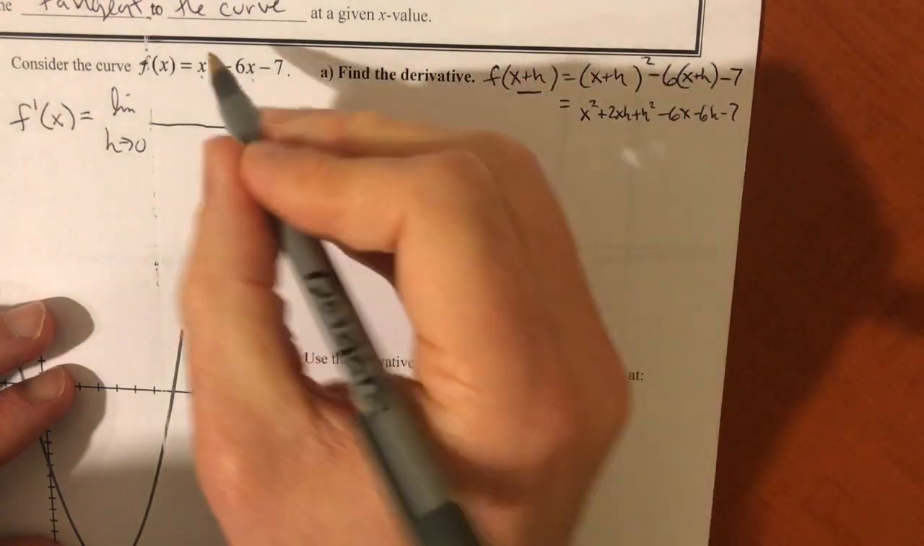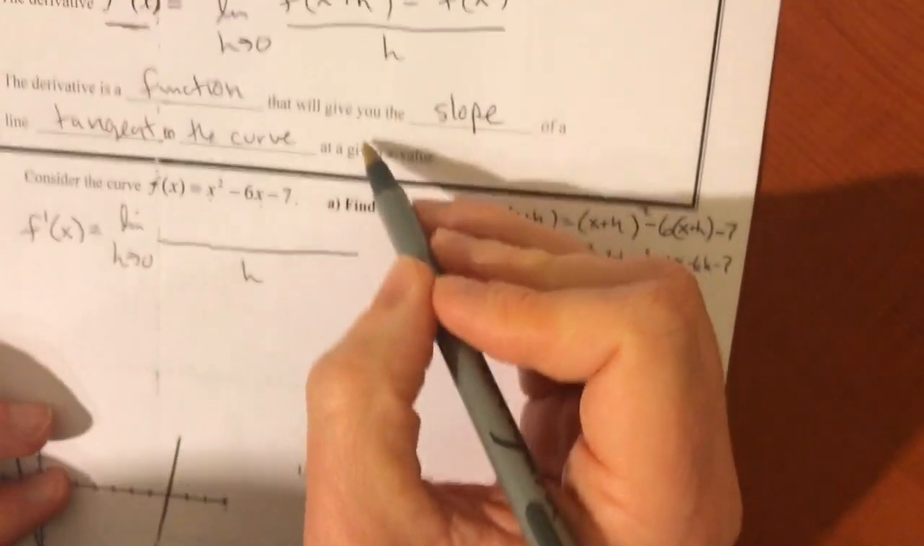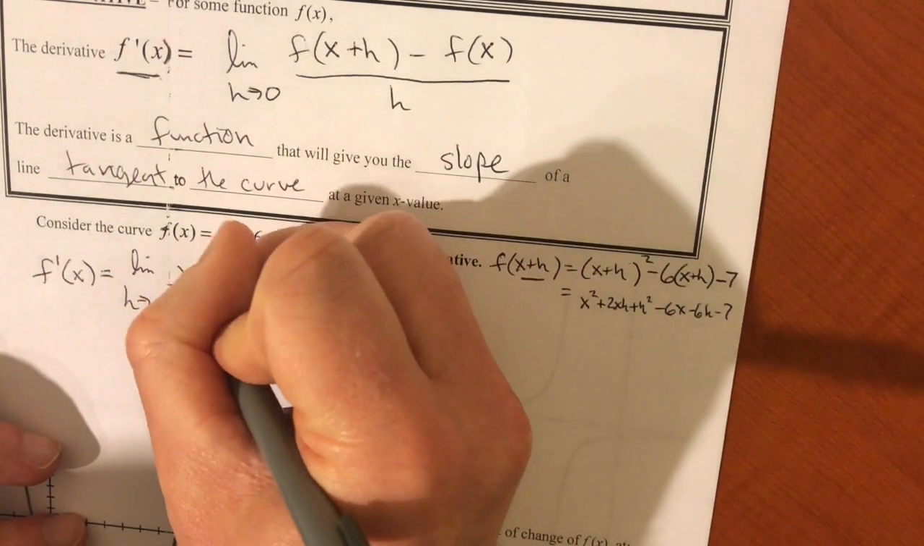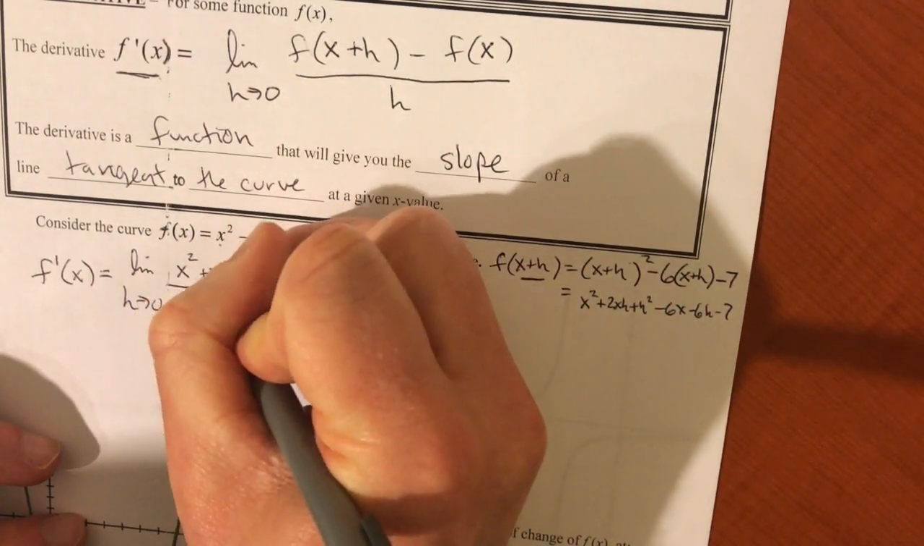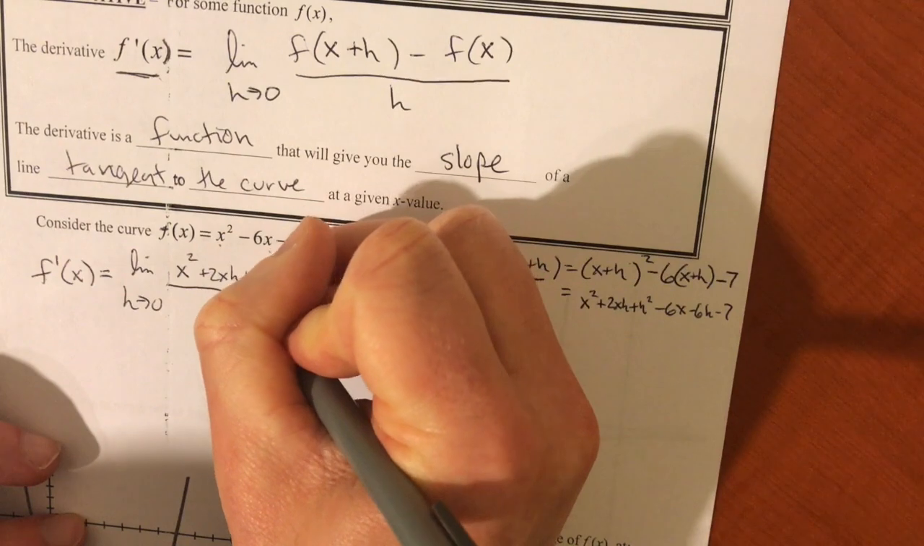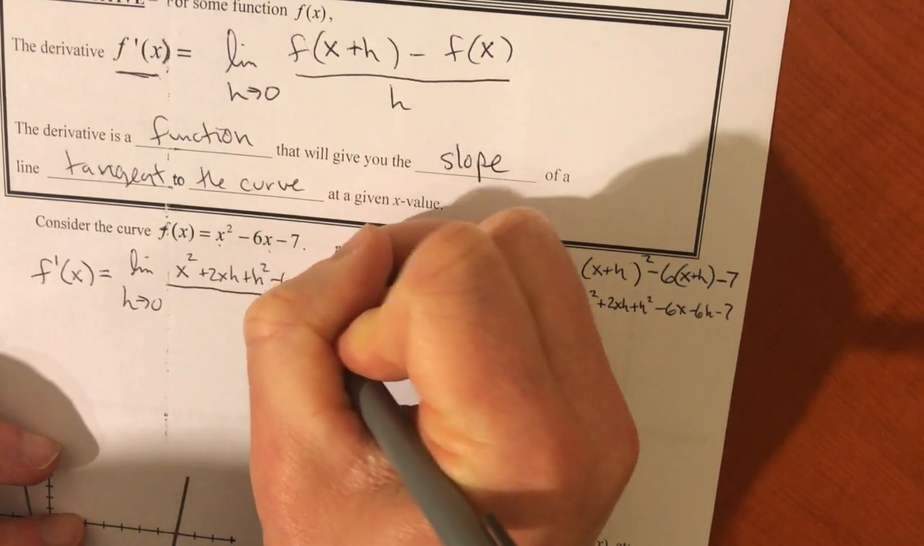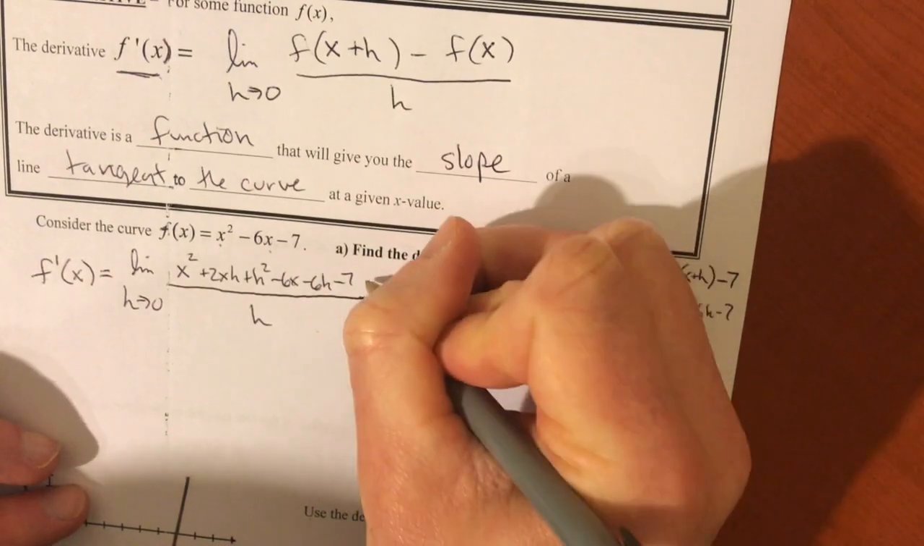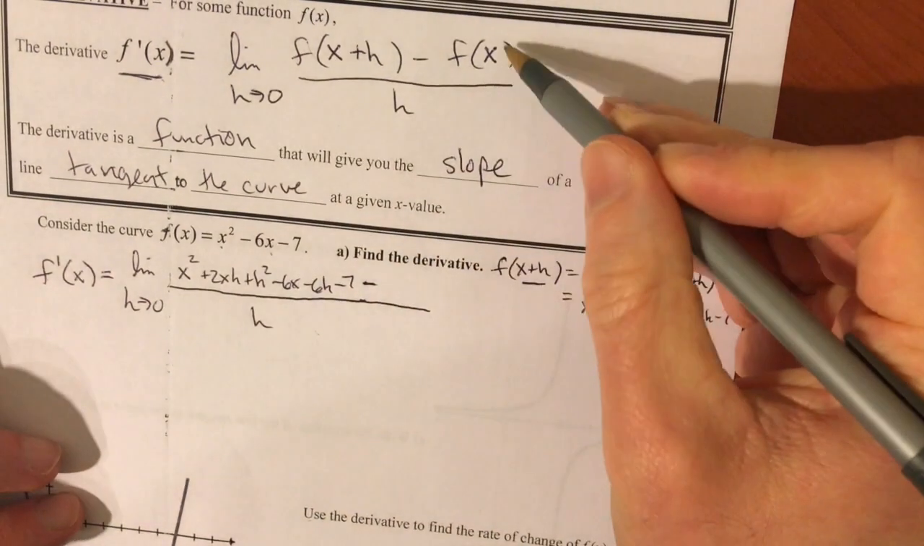So all of that is the f of x plus h part of the limit definition of this. So f of x plus h, we take that whole thing, x squared plus 2xh plus h squared minus 6x minus 6h minus 7. And then we have to subtract f of x.